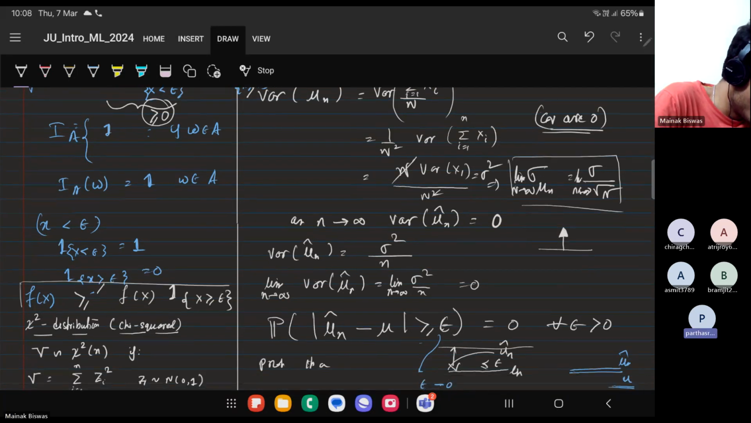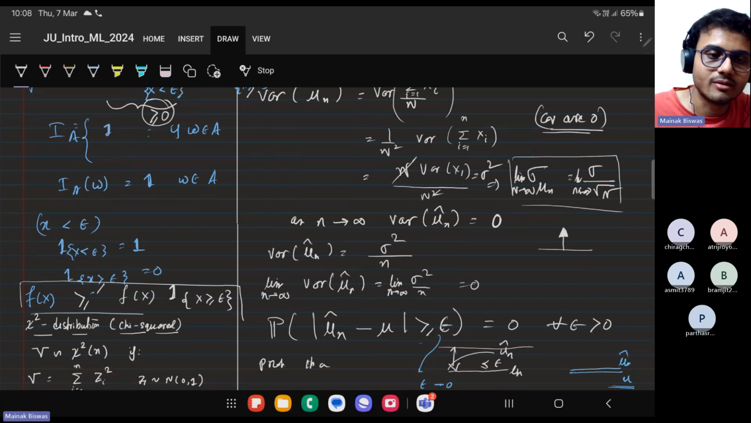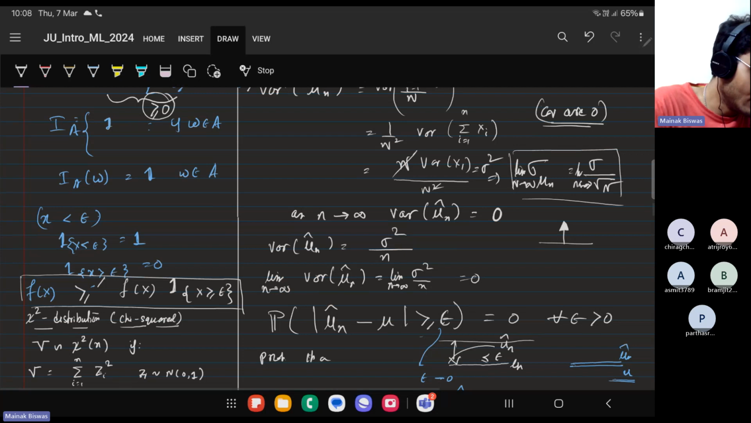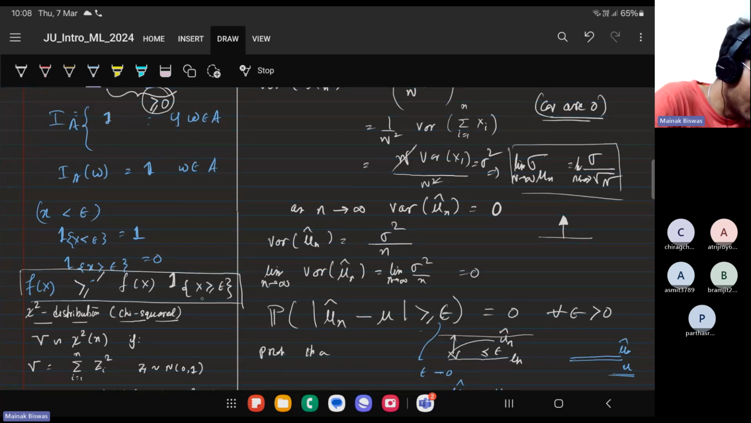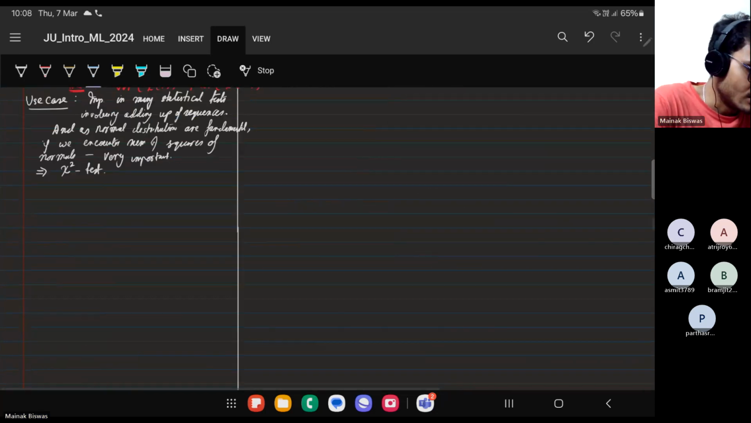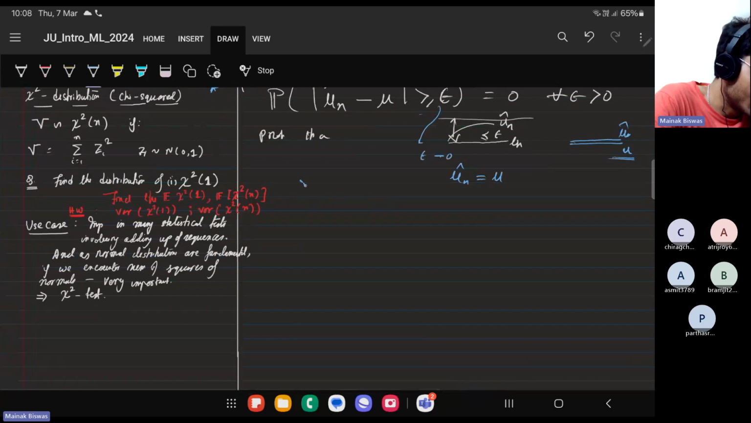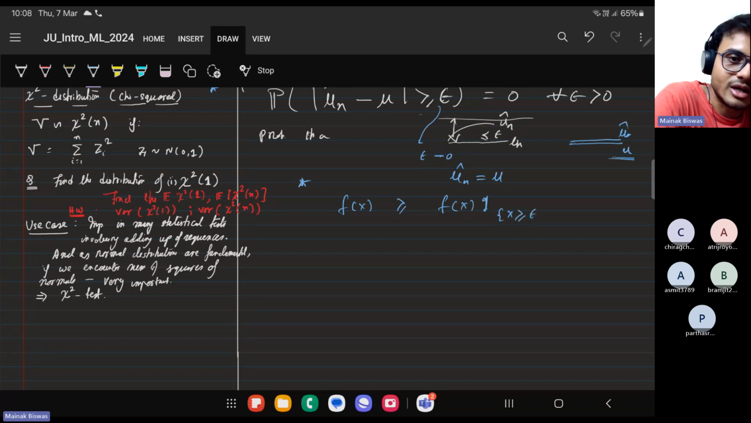Similarly, I can also write the inequality using the other term, but that is not useful in this case. Why, you will see. This will become a continuous case. I hope you're enjoying this now. I'm trying to make you enjoy. So f of x is greater than or equal to f of x times the indicator of x greater than epsilon, right?